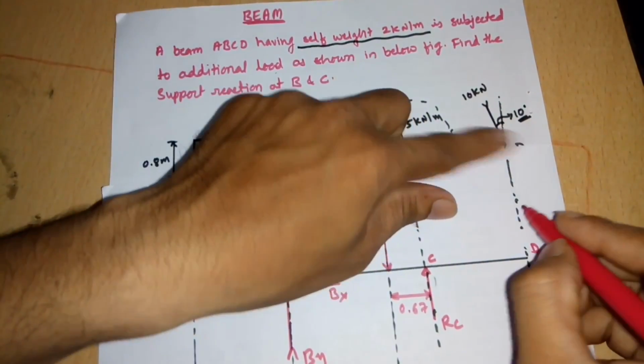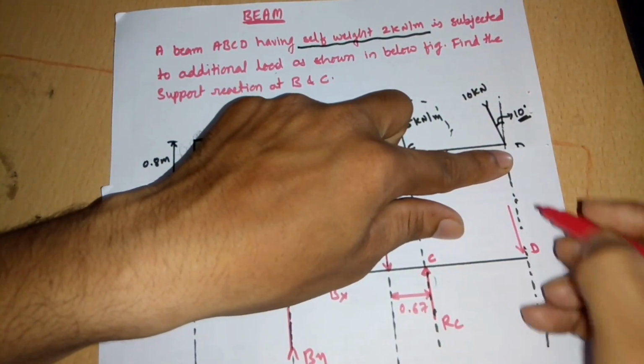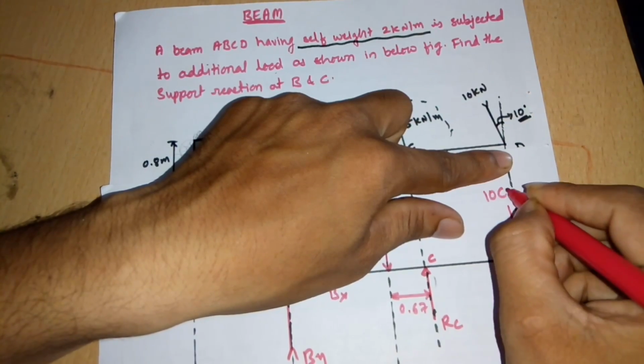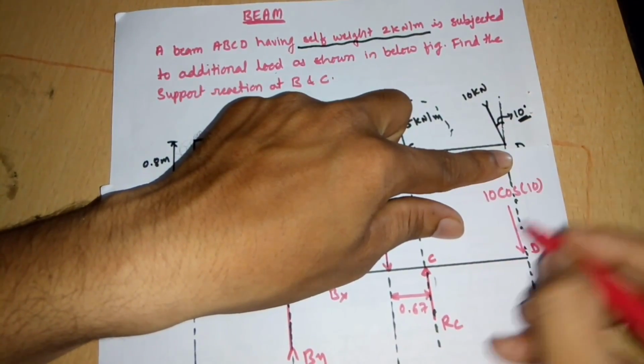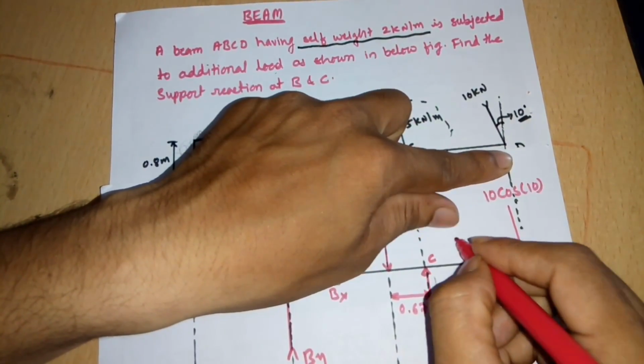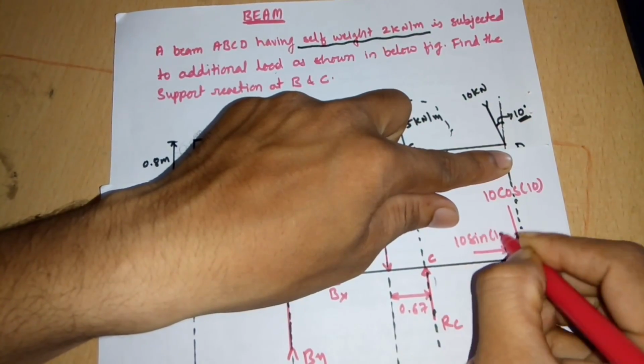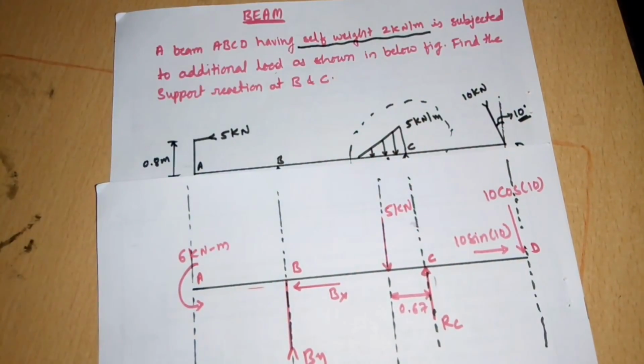Then next, coming to the right hand side, here it is an inclined force. I am going to resolve this. So here it is 10 cos 10, and next it is 10 sin 10.